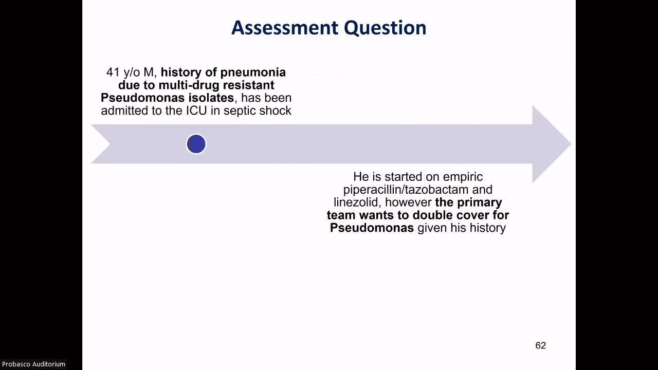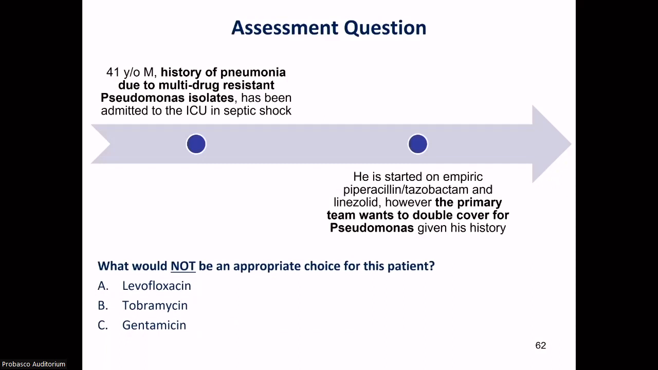Okay. All right, so we have our final assessment question. Got a 41-year-old male, history of pneumonia due to multi-drug resistant Pseudomonas isolates. He's been admitted to the ICU in septic shock. Started on empiric pip/tazo and linezolid. However, the primary team wants to double cover for Pseudomonas. So which option would we not use? That would be gentamicin. That's just never on the table anymore.